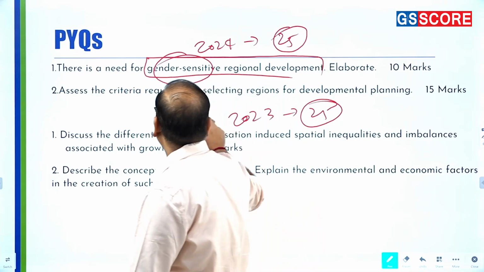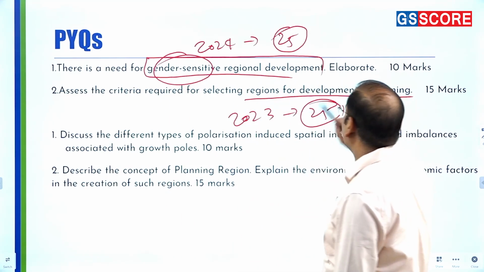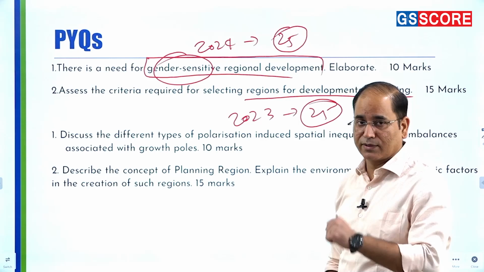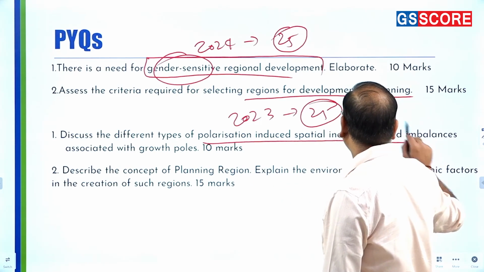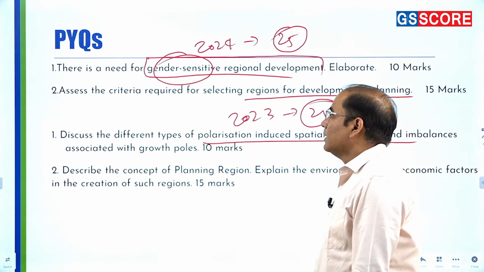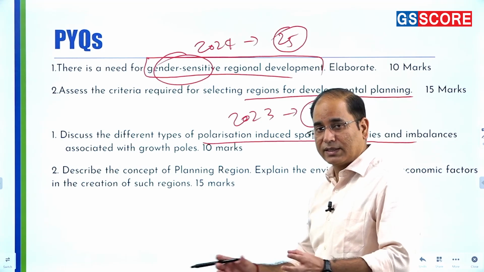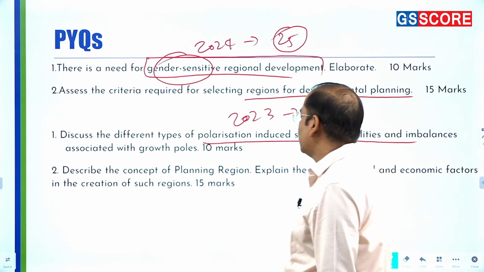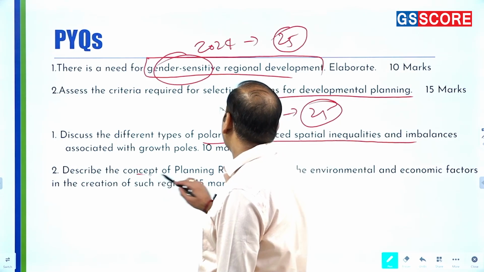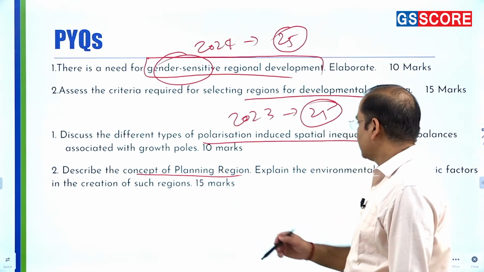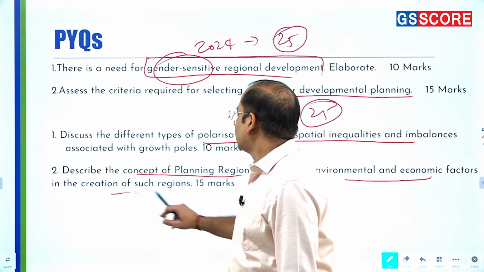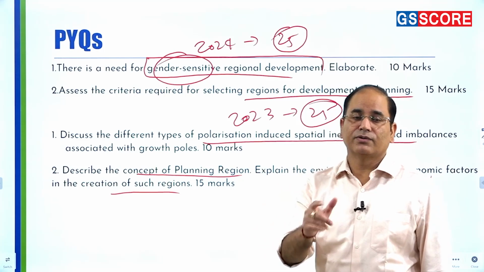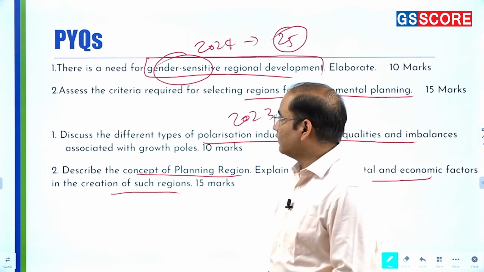Assess the criteria required for selecting regions for development planning, again a direct question from the topic. Discuss the different types of polarization induced spatial inequalities and imbalances associated with the growth pole. So it is a mixing of growth pole and regional imbalance. Describe the concept of planning region and the different types of region. Explain the environmental and economic factors in the creation of such regions. So the environmental issues in regional development.